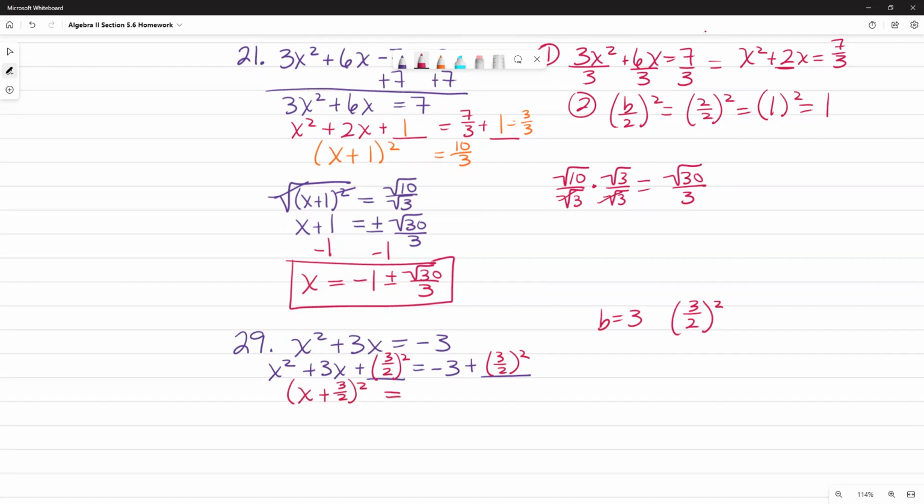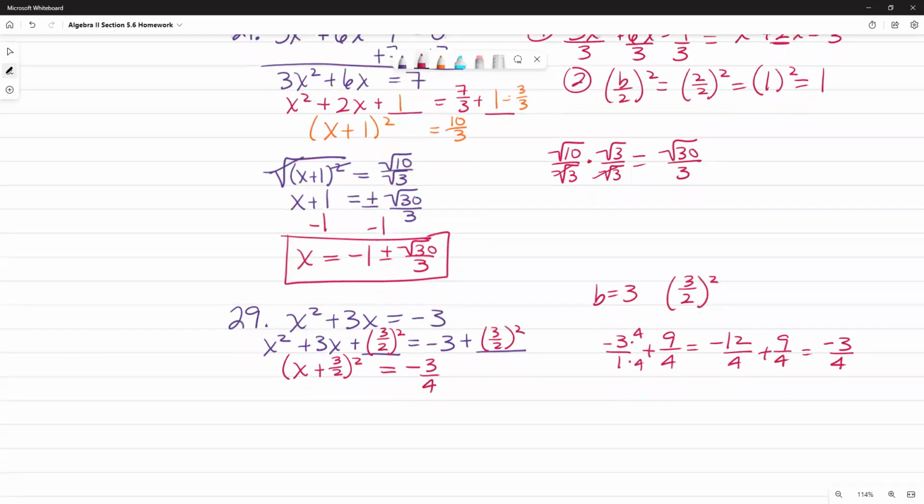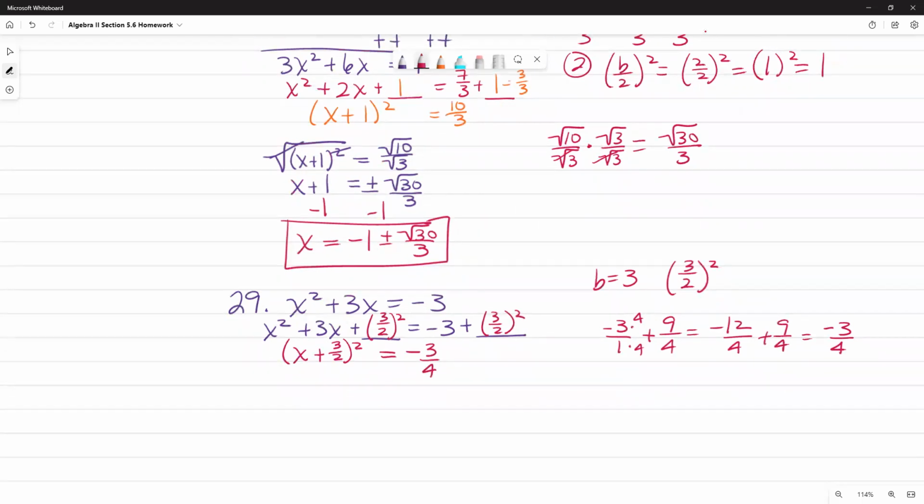And that equals, let's see here, -3. That as a fraction. 3 squared is 9, 2 squared is 4. All right, so if I need to change this fraction, I've got to multiply both of these by 4. So that gives me -12 over 4 plus 9 over 4. So -3/4. That goes right there. All right, so now we've got to solve for x.